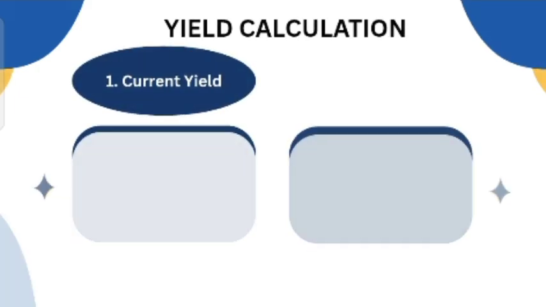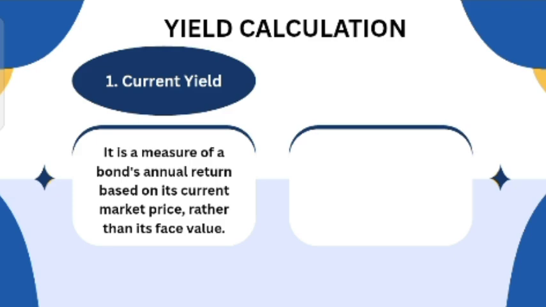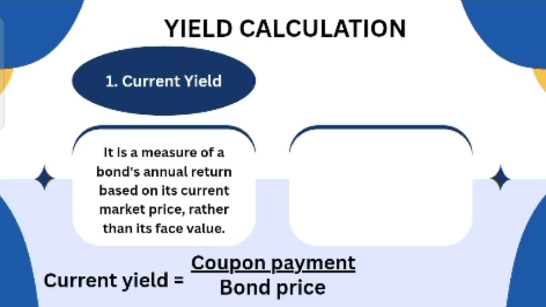So there are two types of yield calculation. The first is the current yield. When we say current yield, it is a measure of a bond's annual return based on its current market price rather than its face value. It indicates the income an investor can expect from the bond in the form of interest payment, expressed as a percentage. So the formula of the current yield is equal to the coupon payment over the bond price.